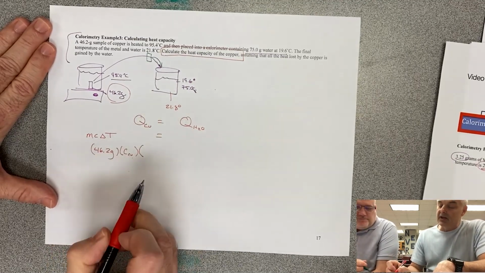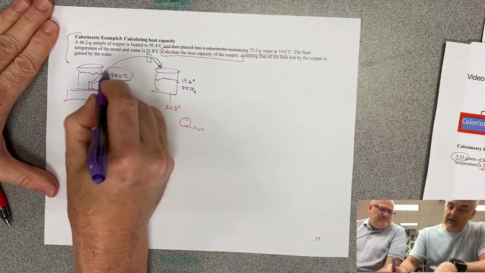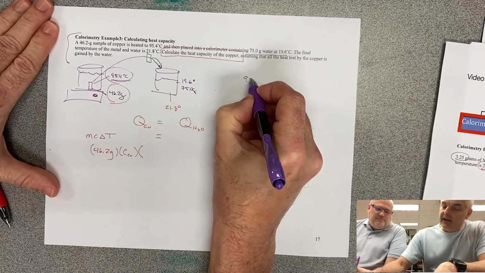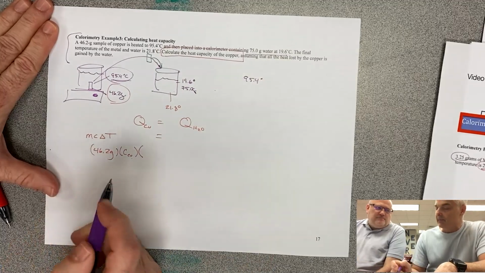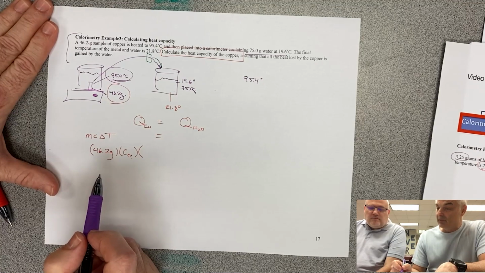True. Times the change in temperature of the copper. Now, this can get a little tricky. I find students struggle with this because of the sign. It's 95.4 degrees initially. What temperature does the copper go to? What is its final temperature?